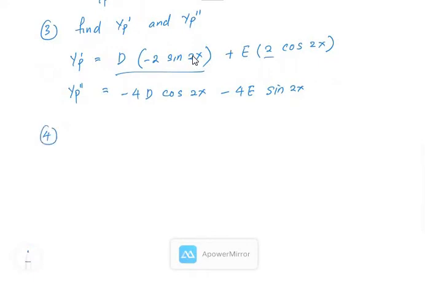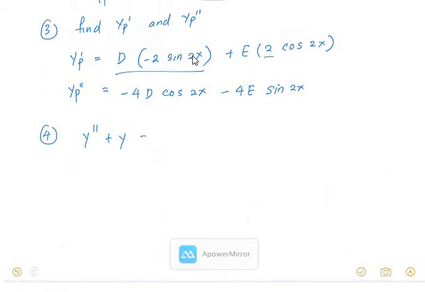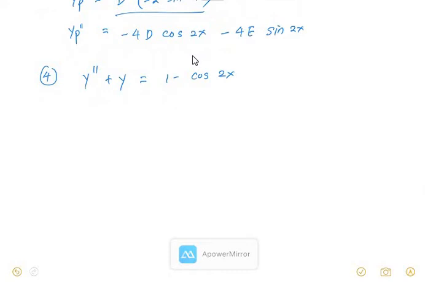equation. So from your equation, that is y double prime plus y equal to, not 2 sine, equal to 1 minus cos 2x. Okay, so you can substitute the value y double prime and y into the differential equation.